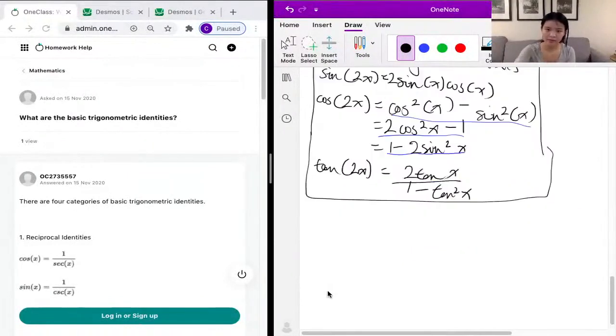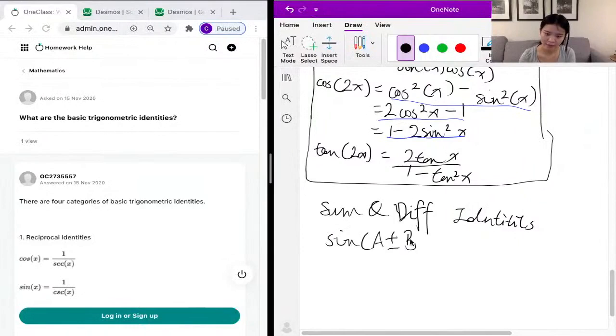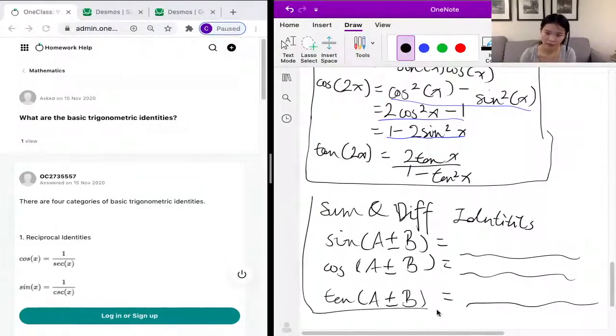There are also other ones about the sum and difference of angles, the sum and difference identities. They basically help you find the sine of two angles added together, the cosine of two angles added or subtracted together, and the tangent of two angles of different sizes added or subtracted together. These are called the sum and difference identities. I'm not going to write them out, but they're also really common angle identities.